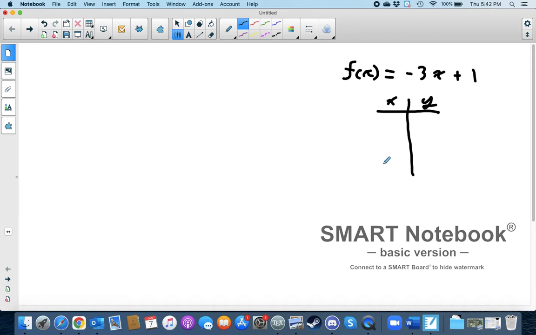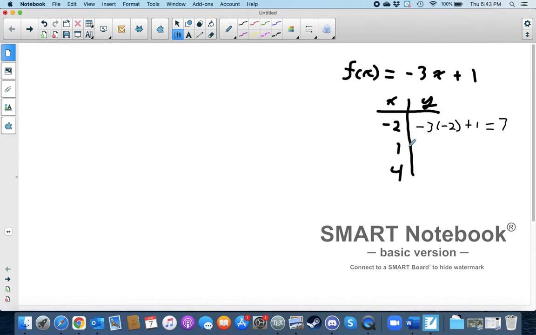Now, we get to make the decision on what x values we pick. I am going to pick, let's say, negative 2, 1, and 4. You can pick whatever you want. Here's where this choice comes into play. We are going to take our input and put it into our output. So negative 3 times negative 2 plus 1. This simplifies down to 6. 6 plus 1 is 7.